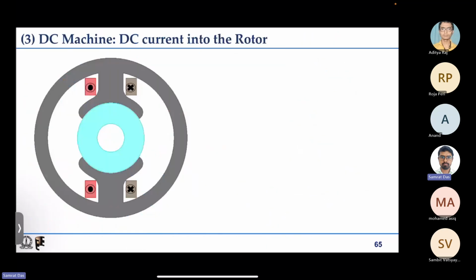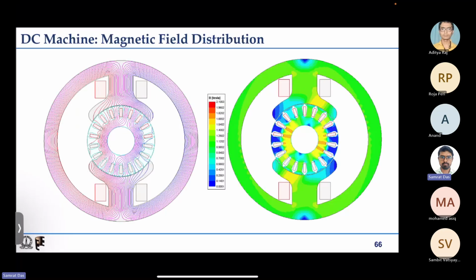Okay. So we started discussing DC machines. What happens if we inject DC current into the rotor? If we inject both magnetic fields, then we looked at the resultant magnetic field. There will be some tilt in that field, and you can see here that the resultant field in the air gap has actually shifted.